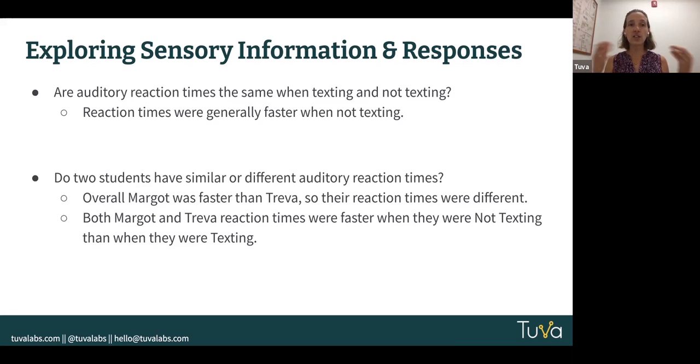Our second question: do the students have similar or different reaction times? Well, we saw they were different. So even among individuals, there were differences, even when the general pattern was faster when not distracted versus slower when distracted. And we can use these data, as I said, it's something they're familiar with, they've seen people text, and we could use it as a starting point of, what does that mean? What implications might that have as we're texting and things like that?